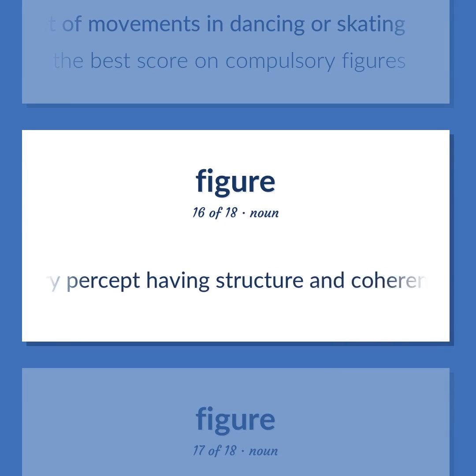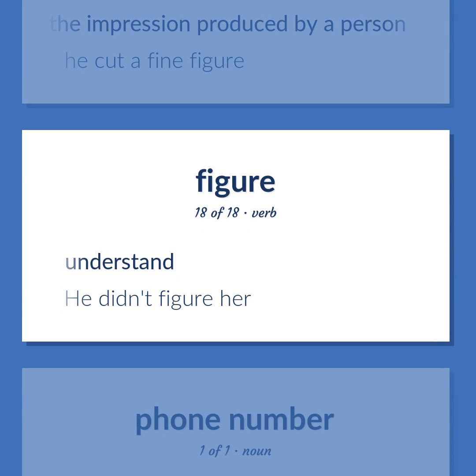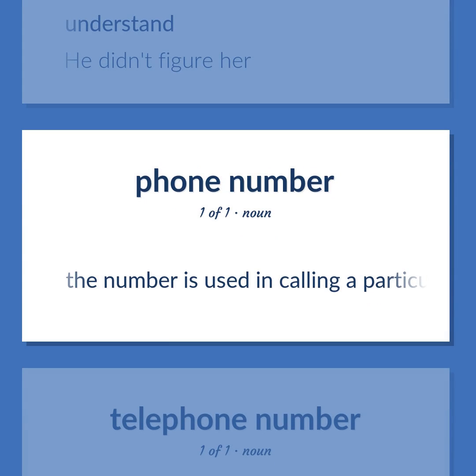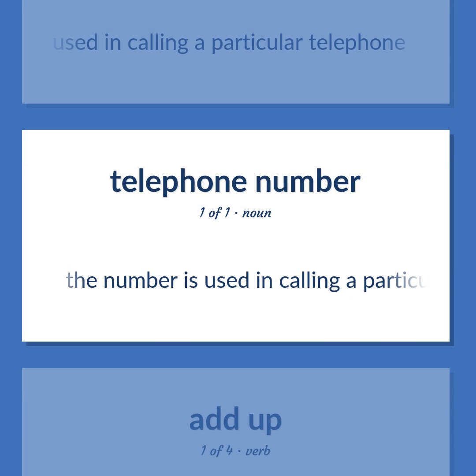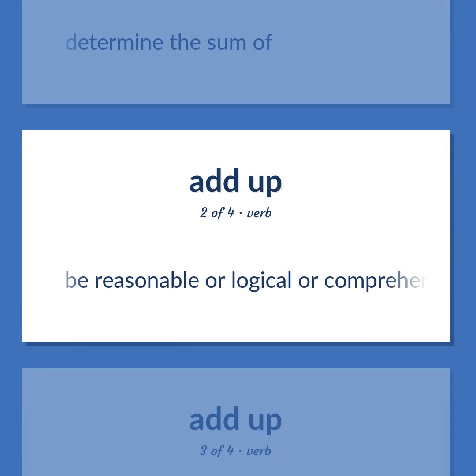A unitary percept having structure and coherence that is the object of attention and that stands out against a ground. The impression produced by a person. He cut a fine figure. Understand. He didn't figure her. The number is used in calling a particular telephone. Determine the sum of. Be reasonable or logical or comprehensible.